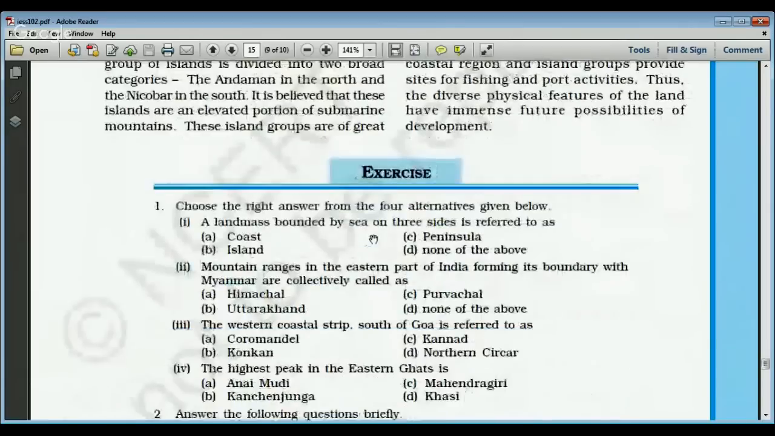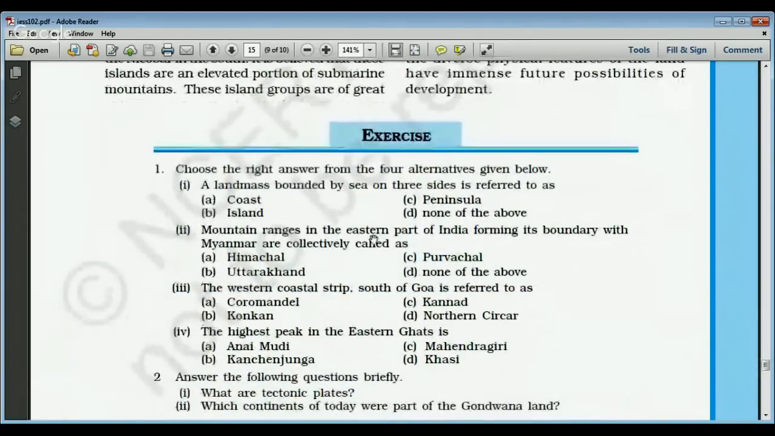Now we'll see the exercises. First question: a landmass which is bounded by sea on three sides is referred to as a peninsula. I've told you the definition of the peninsula in between, so the answer would be sea. Then, mountain ranges in the eastern part of India forming its boundary with Myanmar are collectively known as Purvanchal. The answer would be C, Purvanchal or Eastern Himalayas.